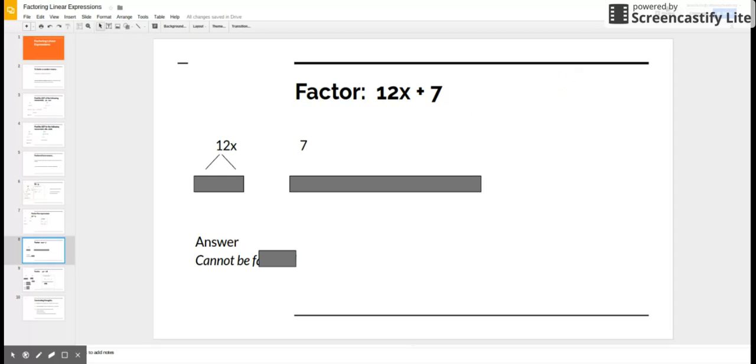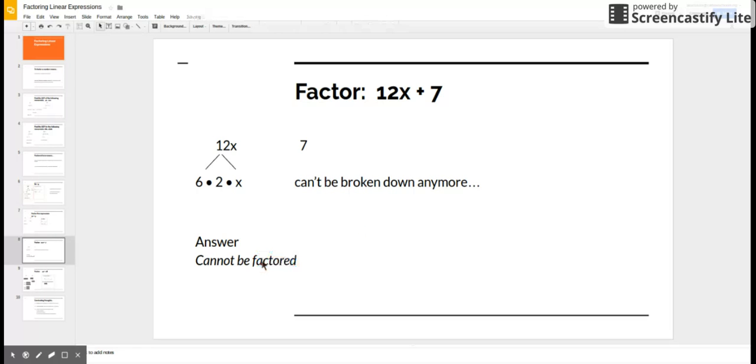Now we have another example. It says factor 12x plus 7. Well, let's pull out the greatest common factor first. 12x can be broken down to 6 times 2 times x. 7, well, can 7 actually be broken down besides 7 times 1? No, can't be broken down anymore. So guess what? This example cannot be factored. So then you just write cannot be factored.